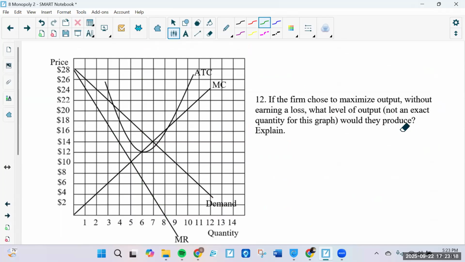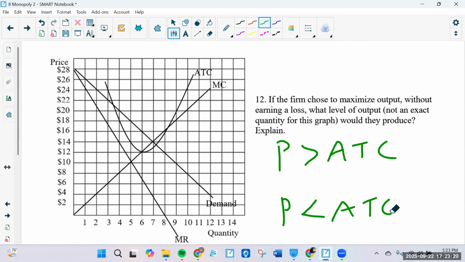Well, as long as price is greater than ATC, they're earning a profit. If price is less than ATC, they're earning a loss. So where would they maximize their output without earning a loss? When price equals ATC. So it would be right there, 7 point something units. So that'd be the quantity where they would maximize their output without earning a loss.